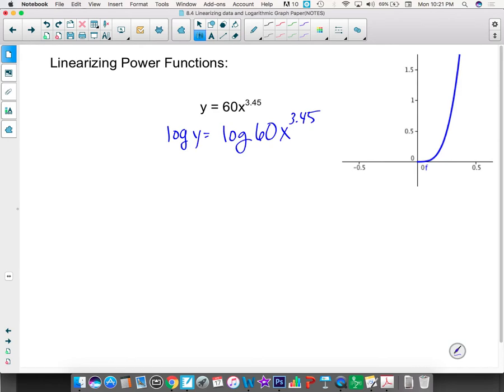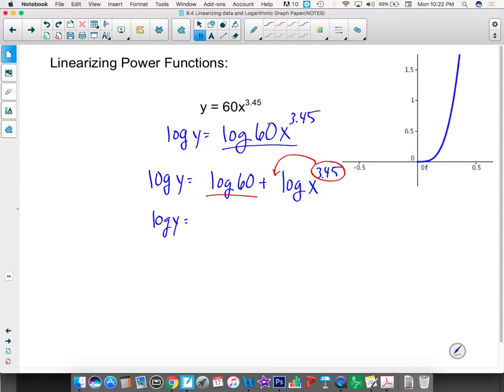So think again. How can I break this log up? I have log of y equals log of 60 plus log of x to the 3.45. Well, remember, log of 60 is just a number. 3.45 comes out in front. So our next step, we got log y equals, I'm going to write in the decimals here. So log of 60 is about 1.7782. And then we have 3.45 log of x.